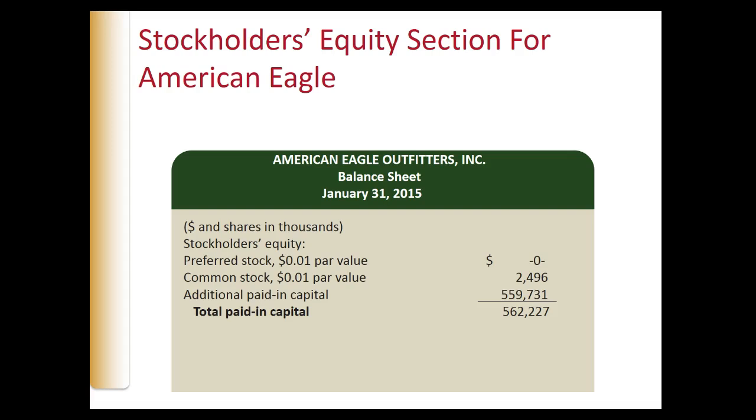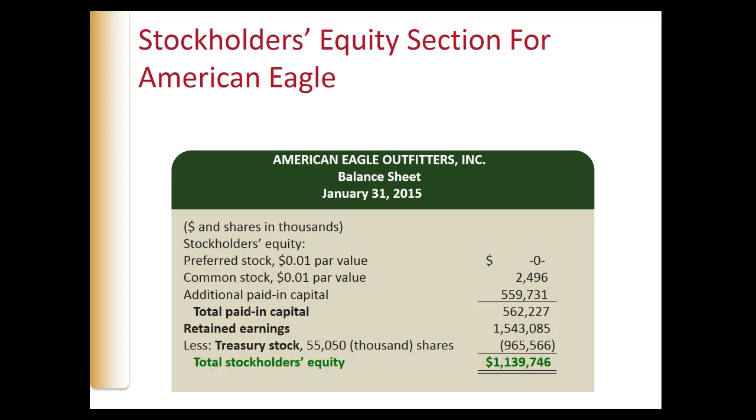Now, this illustration here shows the stockholders' equity section of American Eagle's balance sheet. At this point, take note that the stockholders' equity for American Eagle consists of total paid-in capital, retained earnings, and treasury stock. Stockholders' equity is increased by paid-in capital and retained earnings, but it's reduced by treasury stock.